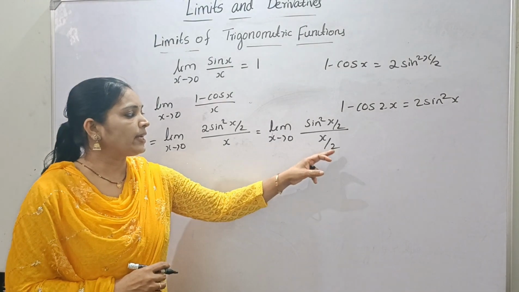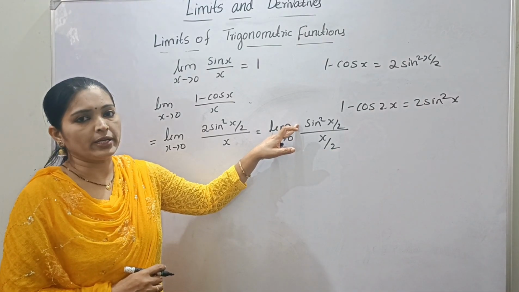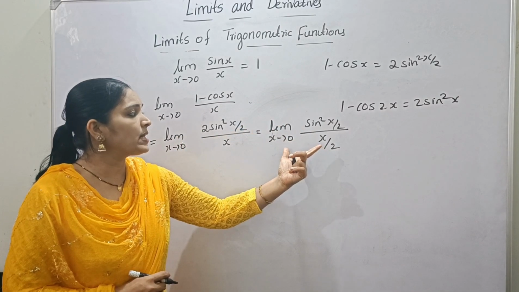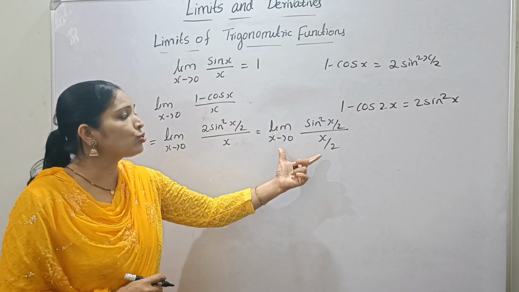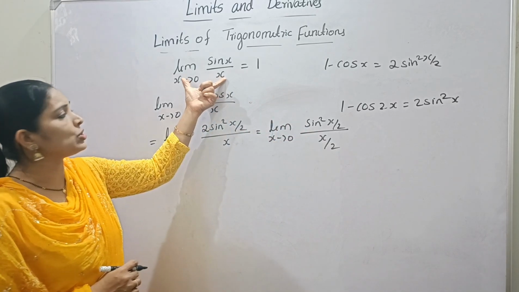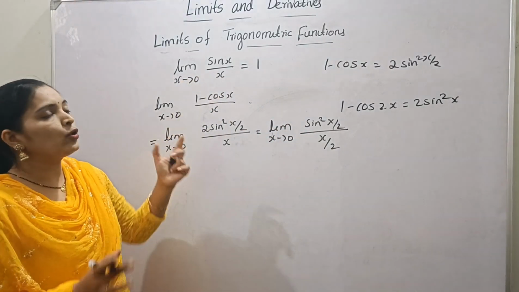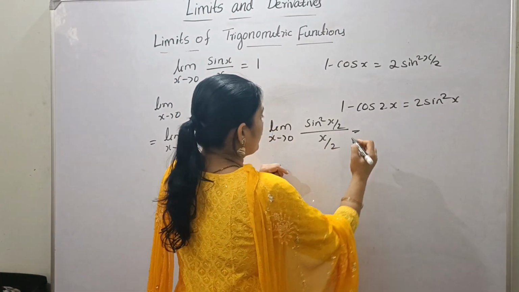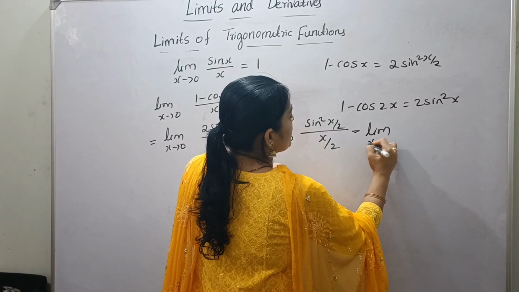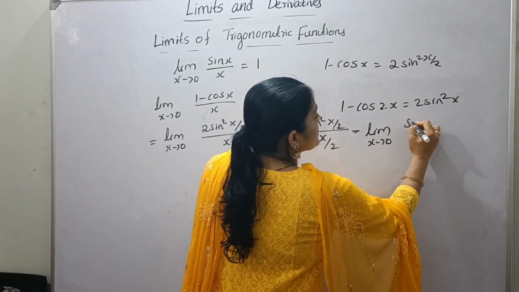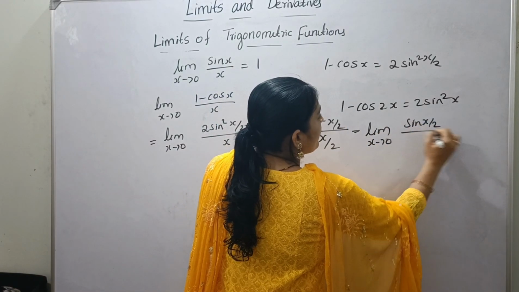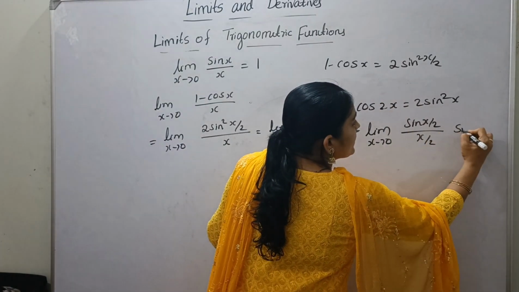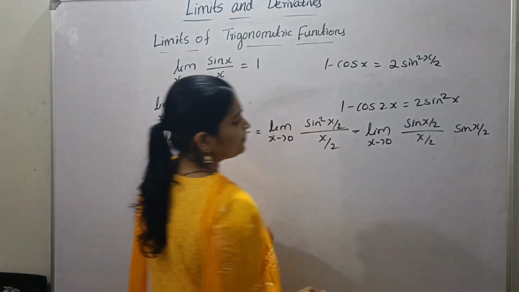Okay, we know that denominator of denominator comes to numerator, right? So here we can see why we are writing this one. We have to make this in the form of this limit, then only we can apply the limit. So here we can write one more step, that is limit x tends to 0 sin x by 2 divided by x by 2, and one more sin x by 2 is there. Let us write it here, sin x by 2.